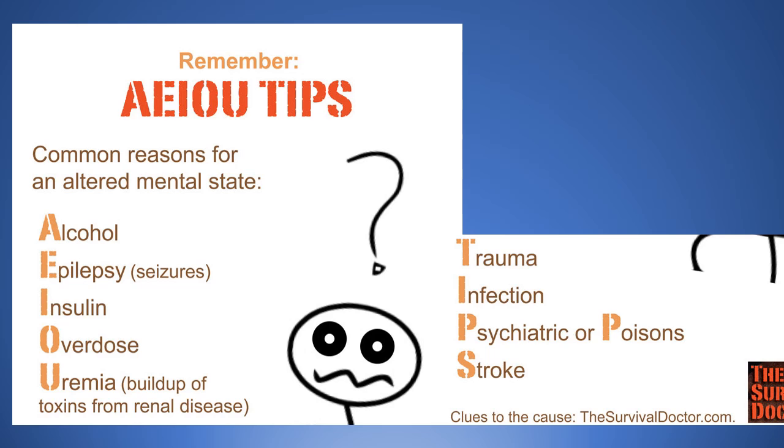A way to remember some of these things is AEIOU TIPS, and this is just a graphic of some of these: alcohol, epilepsy, for maybe they had a seizure; insulin for diabetics; overdoses for other toxins and things like that; uremia, so maybe they have some sort of renal disease, or they missed some dialysis appointments because it was snowing, whatever; and then trauma, toxins, infection, psychiatric or poisons, and then stroke, or also space-occupying lesions like a subdural hematoma, or a subarachnoid hemorrhage.